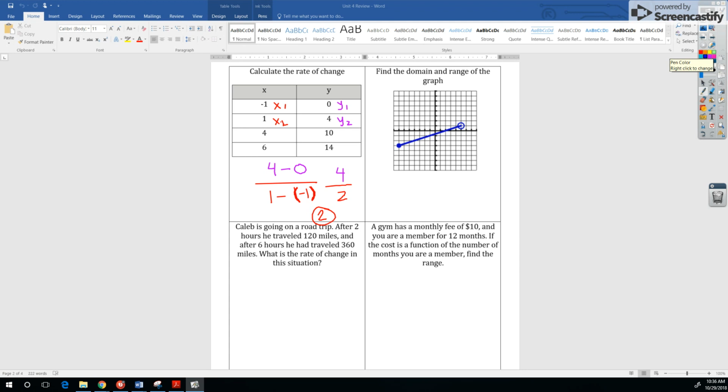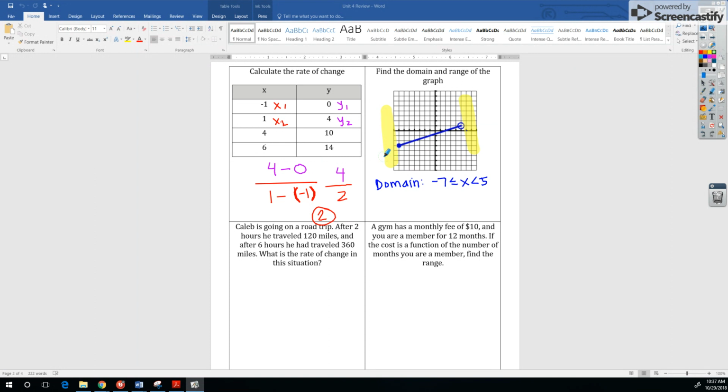Domain and range from a graph. So I need to look at what's my lowest point and what's my highest point from left to right. That's my domain. So it looks like I'm starting at 1, 2, 3, 4, 5, 6, 7, -7. And I'm ending at 1, 2, 3, 4, 5. But we see that this is an open circle, so just a less than. Closed circle, less than or equal to.